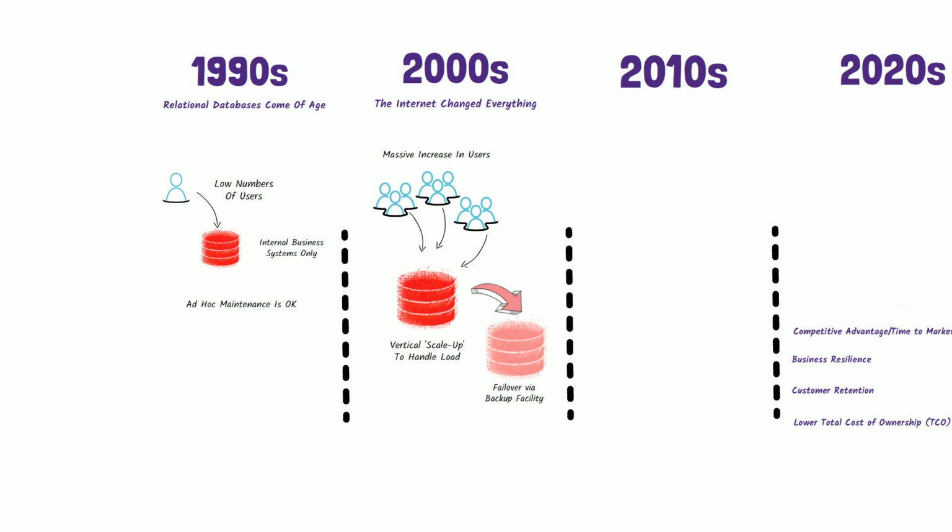So companies adopted a DR and HA strategy, which was predominantly organized around having a second database facility, organizing for the data to be replicated over to the backup or the DR facility. And in the event of a failure, users were moved over or migrated to the secondary or the backup database.